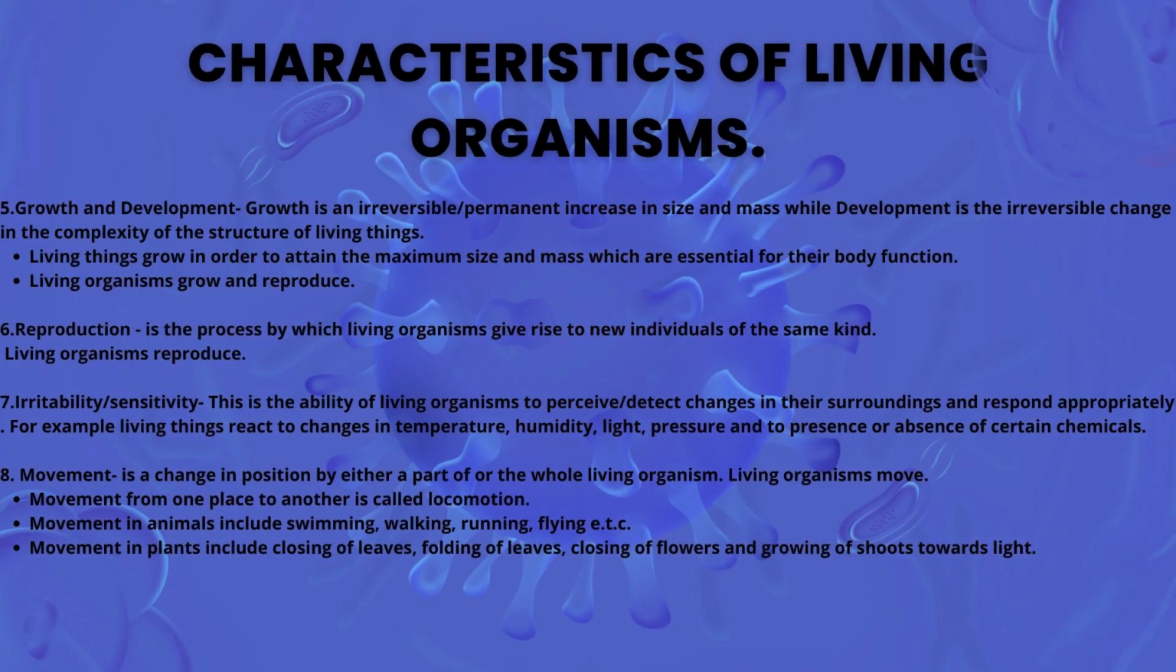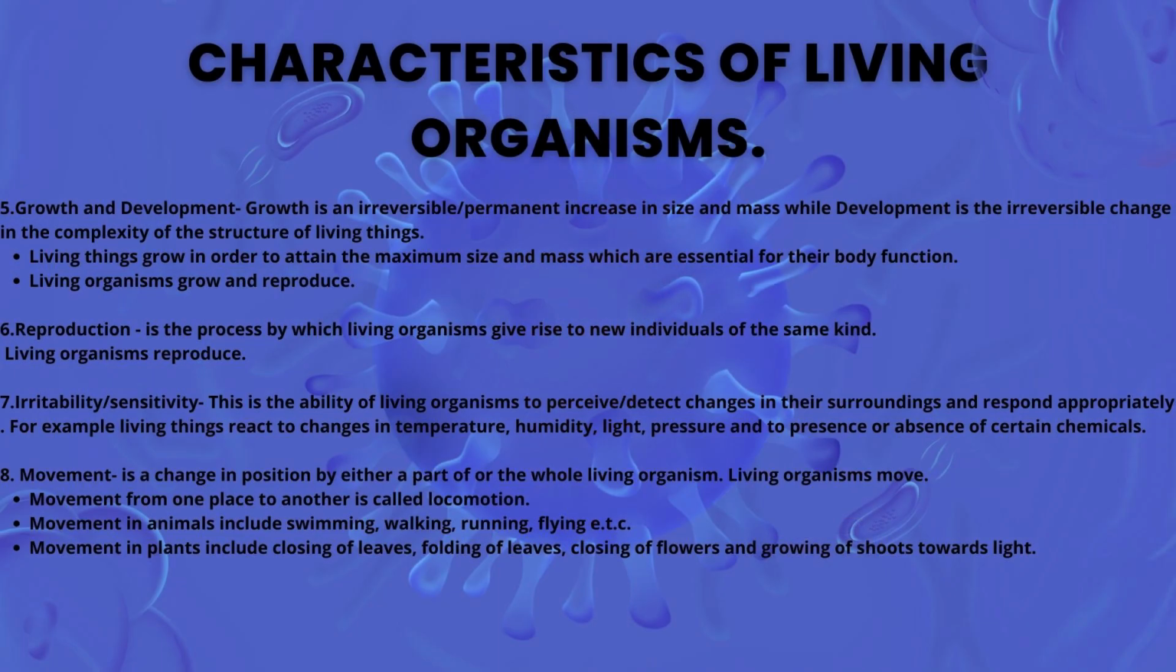Our fifth characteristic is irritability. Irritability is also known as response, and we define it as the ability of an organism to detect and respond to changes in the environment. It is important in that plants are able to grow towards light, which is a response, and they carry out photosynthesis. When it comes to animals, they are able to respond by moving from one place to another, either for protection or when they are looking for food.